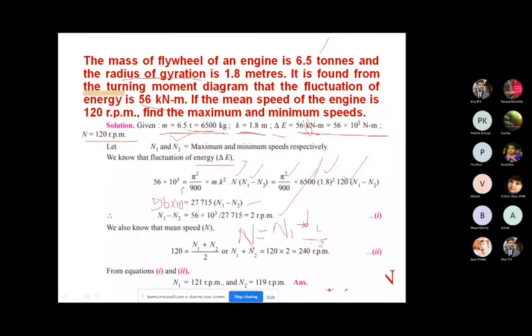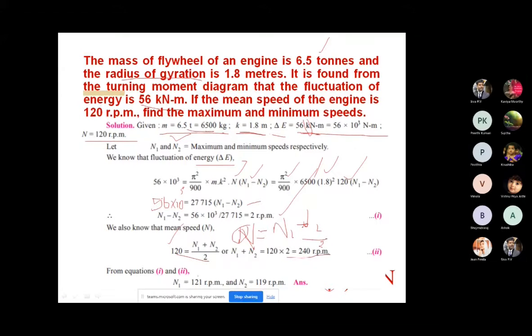The N1 and N2 values are unknown, but this N value we know, right? So N equal to N1 plus N2 divided by 2. Substituting N value 120, N1 plus N2 divided by 2. So 2 into 120, sorry, 240. So N1 plus N2 equal to 240 RPM, right?